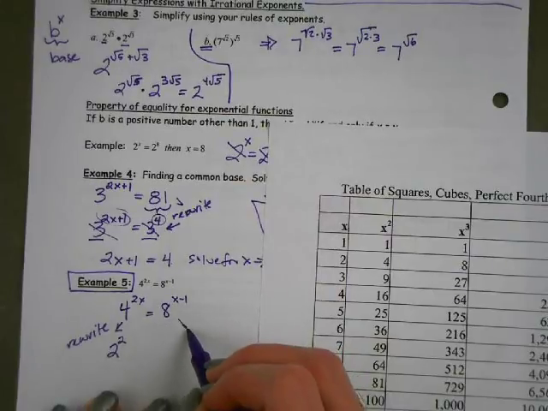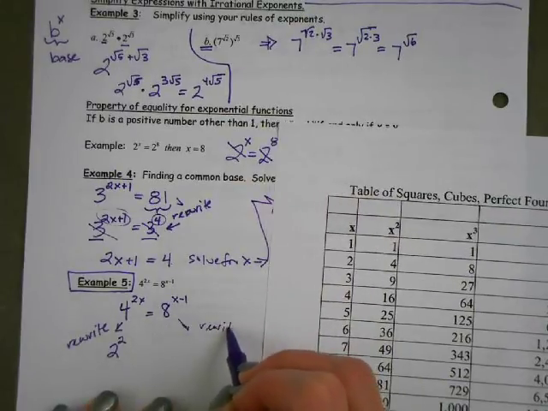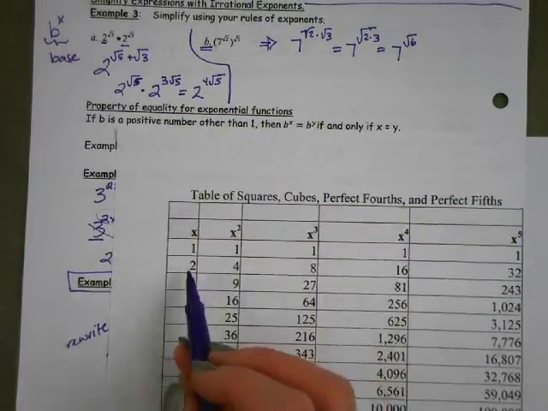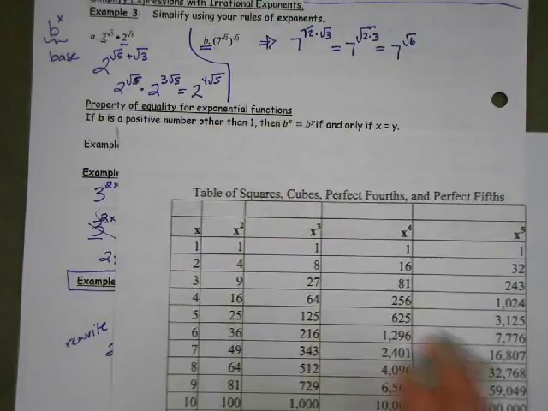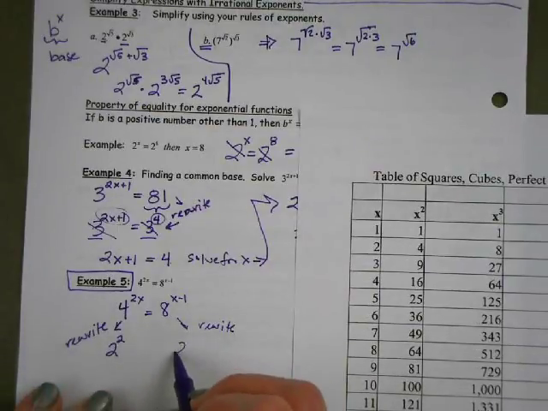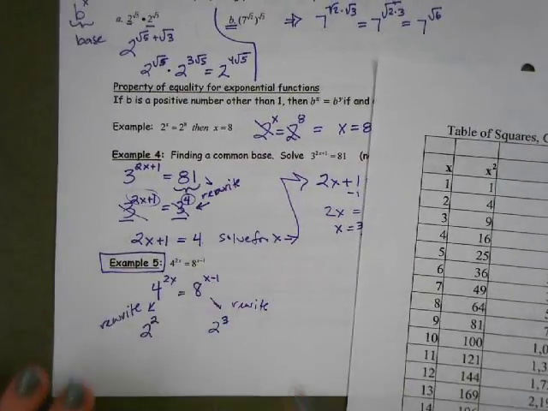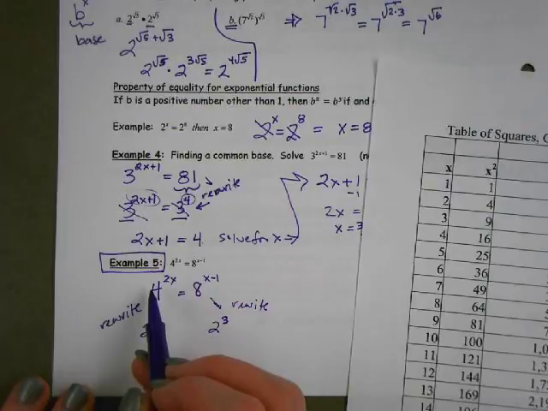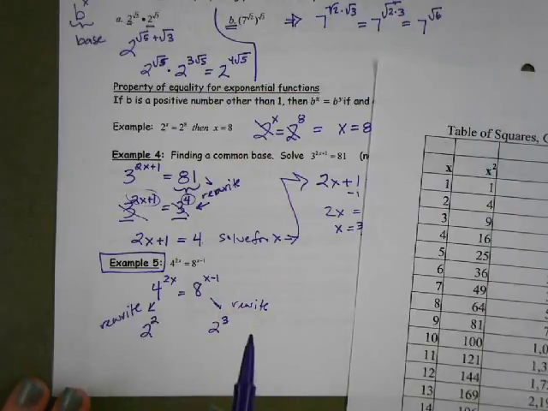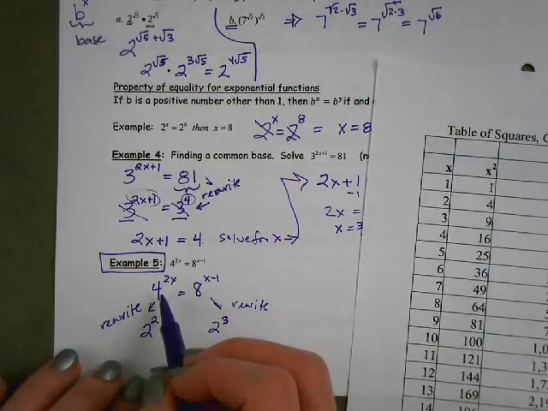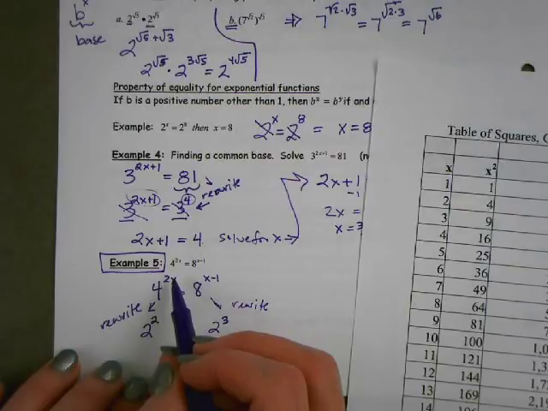And then I'm going to rewrite 8. Well, what would 8 be? It would be 2 to the 3rd power. So I'd rewrite 8 as 2 to the 3rd power. Okay? So 2 squared equals 4, and 2 to the 3rd equals 8. Now they have the same base, correct? Correct. Excellent.